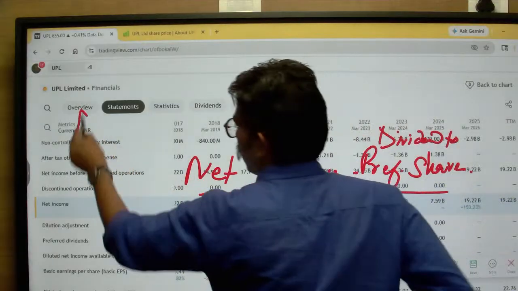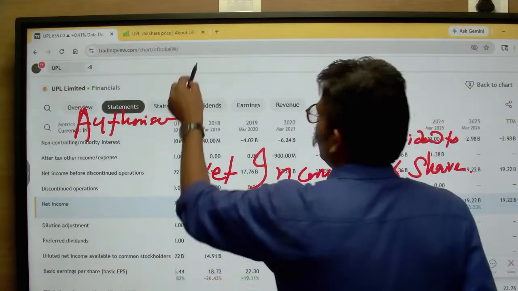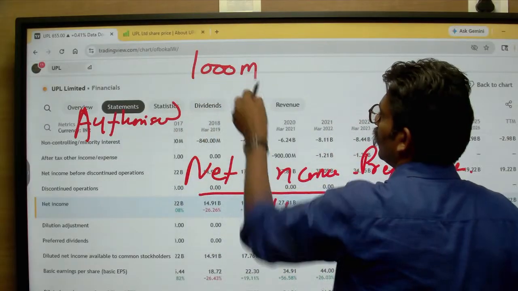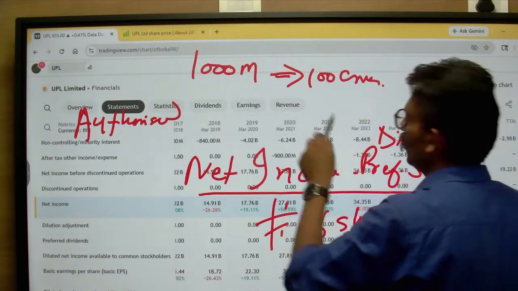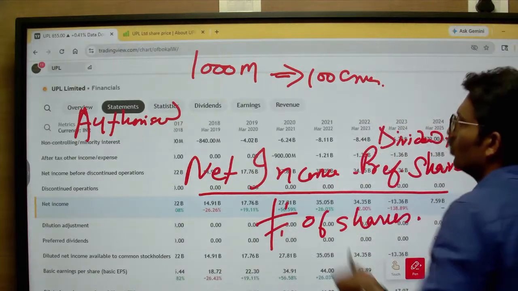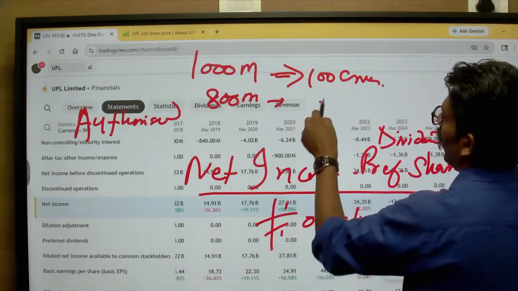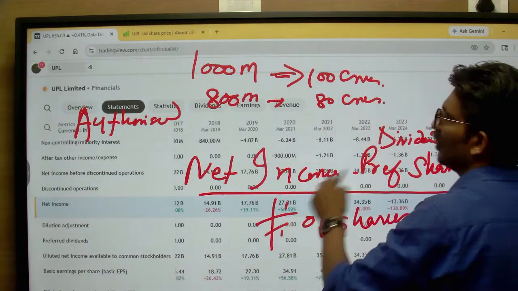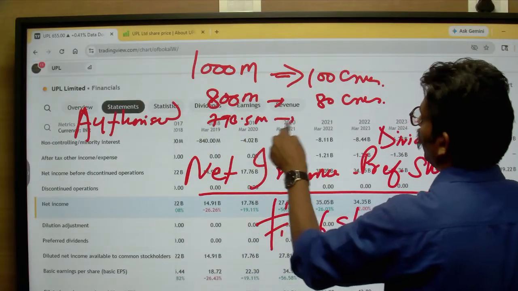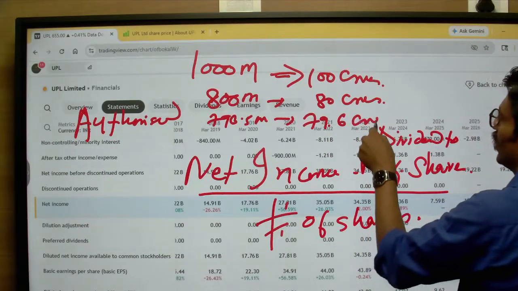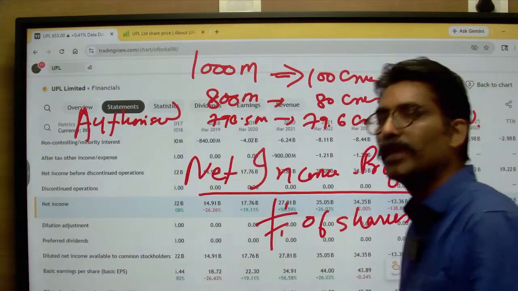How many types of shares are there? One is authorized. Authorized means total permission. Maybe you had permission to issue 1000 million, meaning 100 crores, out of which you have issued maybe 800 million, which is 80 crores, out of which maybe 796 something million, that means 79.6 crore shares, have been subscribed. Correct? The balance, they have been issued but not subscribed.